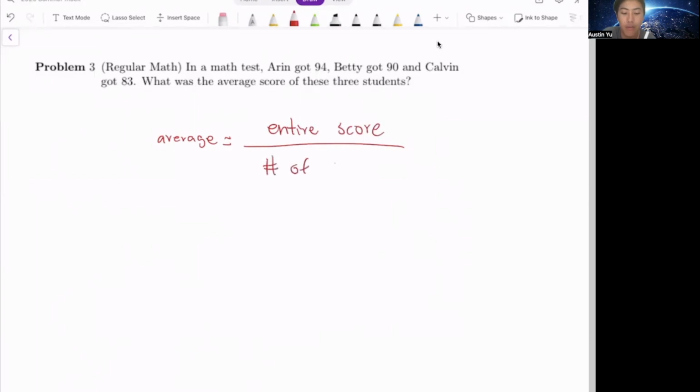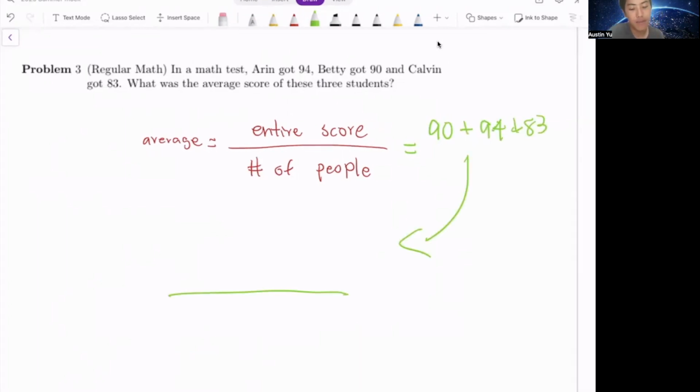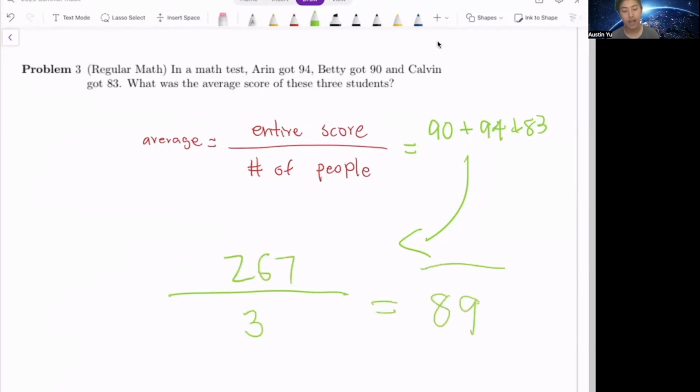So the number of people. In this case, all we have to do is add up 94, 90, and 83. 90 plus 94 plus 83 gives us 267. So that's 267, divided by the number of people. Well, as we know, there's Aaron, Betty, and Calvin. So that means there are 3 people. We know that the total average must just be 89 on this test. So the average score of these students is just 89.